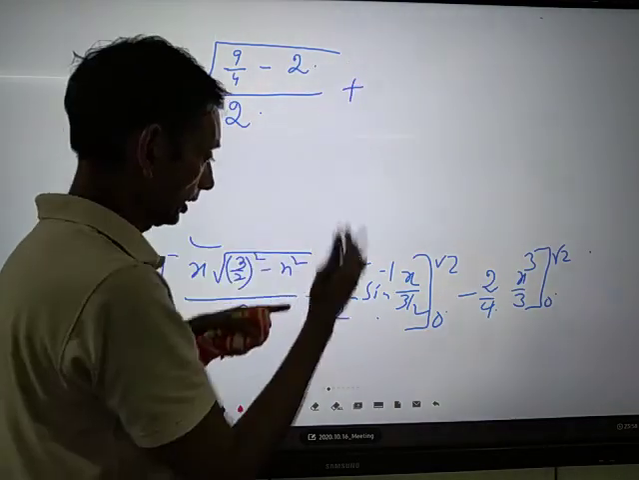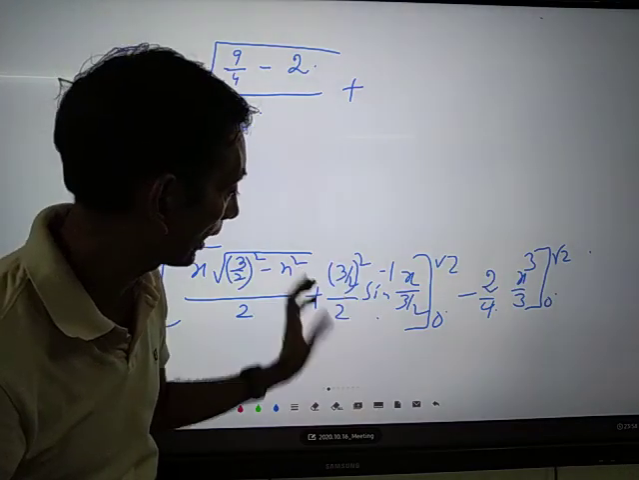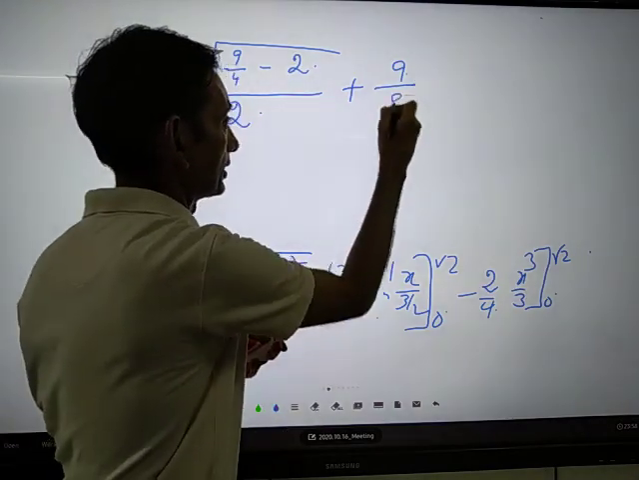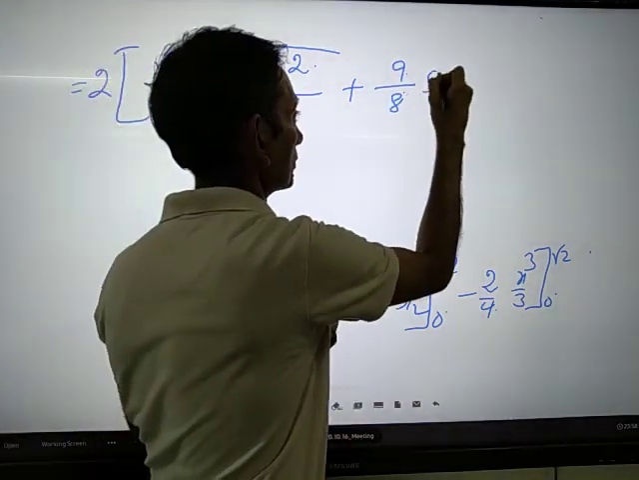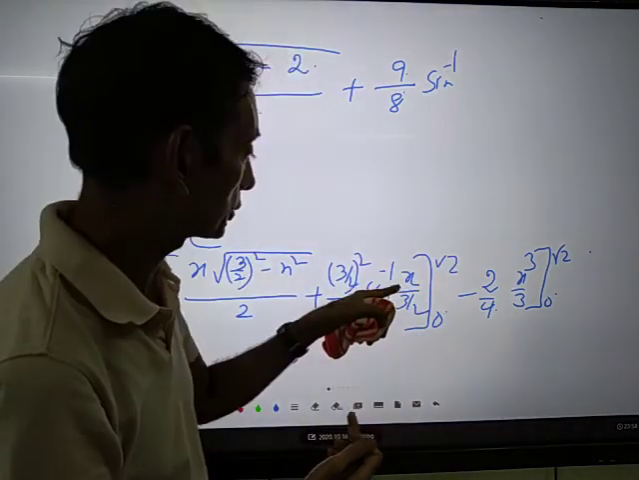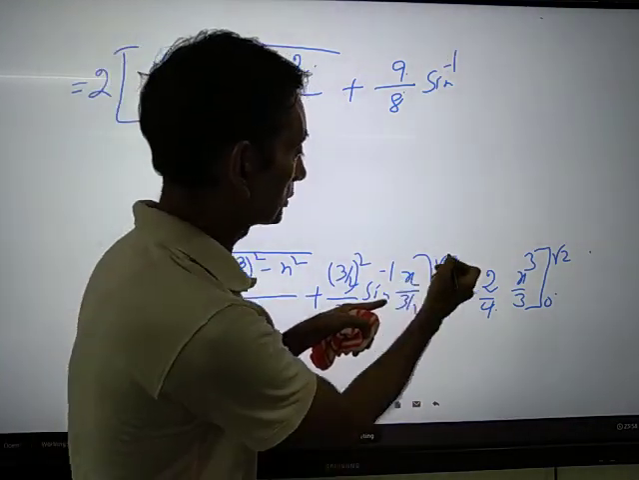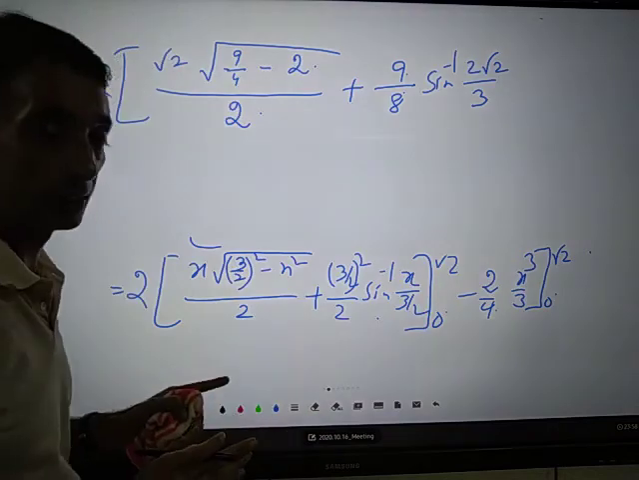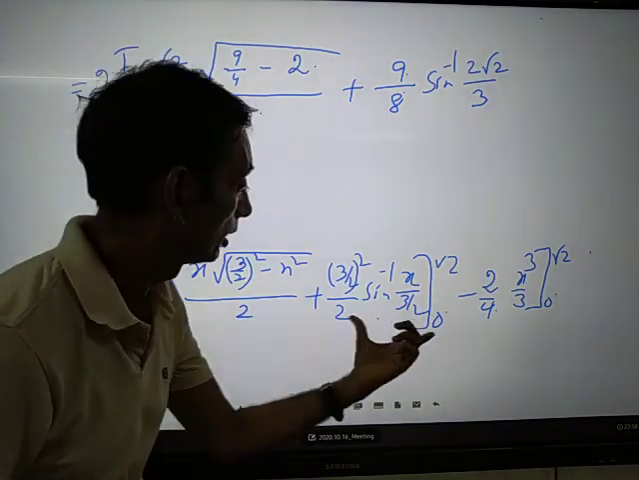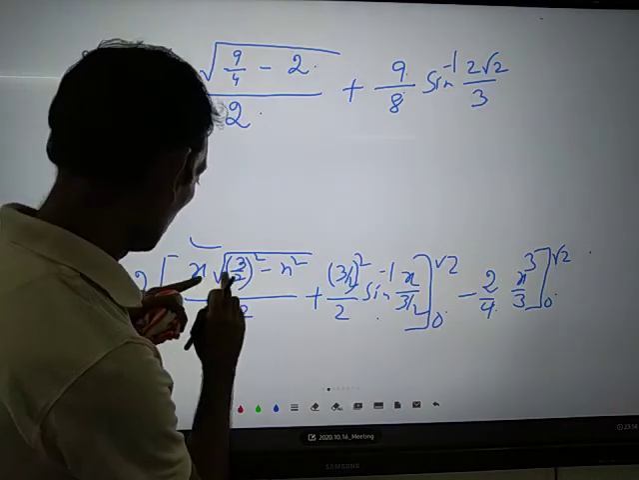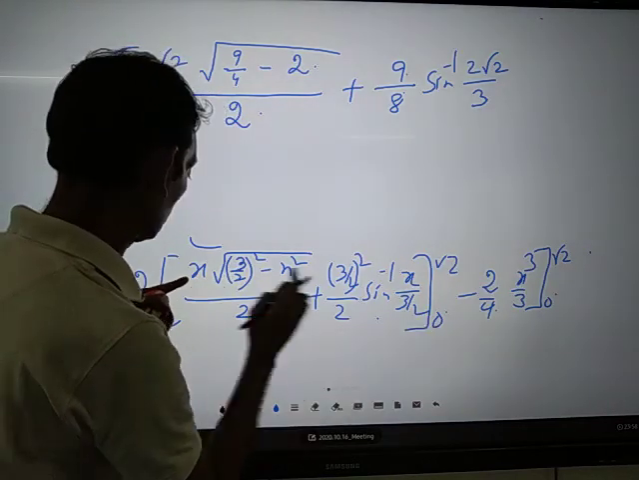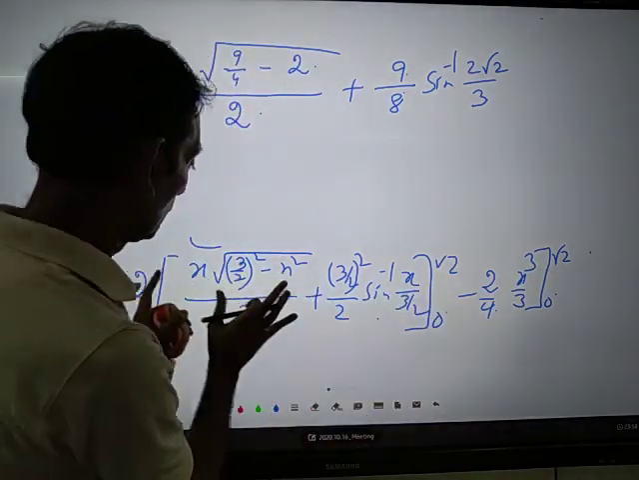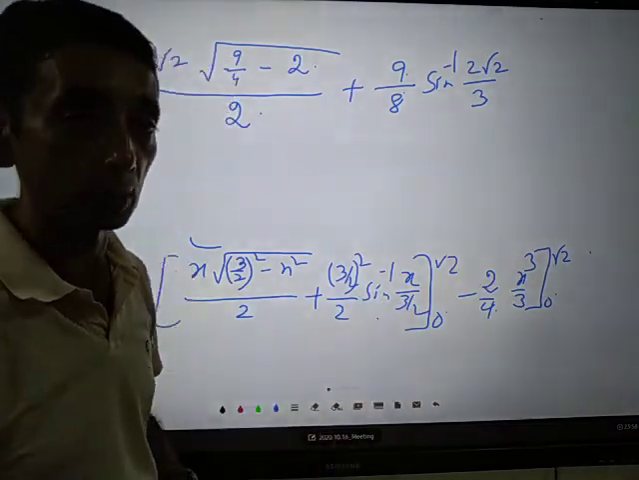Next, 3 by 2 square gives us 9 by 4, that 4 will come down, so we can simplify 9 by 4 into 2, that's 9 by 8, so sine inverse, this 2 will go up, this is twice x by 3, so in place of x we will substitute root 2, 2 root 2 by 3, fine. Now we need to substitute the lower limit. If you substitute 0, it will be obviously 0, and sine inverse 0 will be 0, so each of the terms will be 0 if you substitute the lower limit.